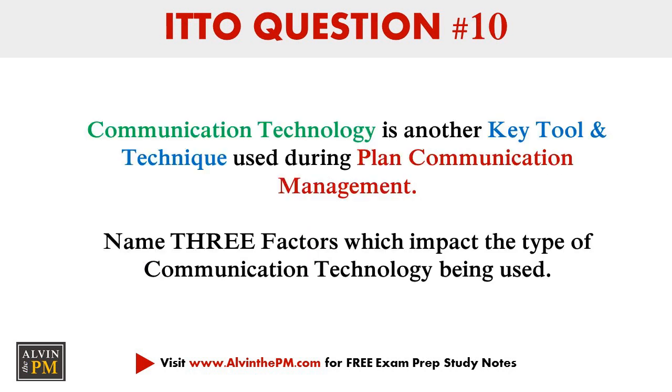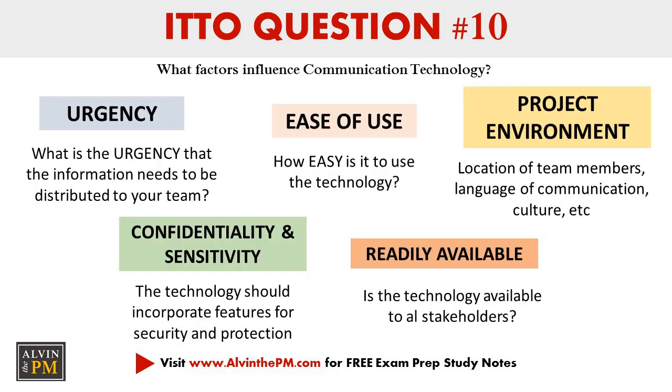Question 10. Communication technology is another key tool and technique used during planned communication management. Name 3 factors which impact the type of communication tool that's being used. The correct answer is a list of the following factors: urgency, ease of use, the project environment, how confidential and sensitive the information is, and whether the technology is readily available to all stakeholders. Refer to the slide for more detail.